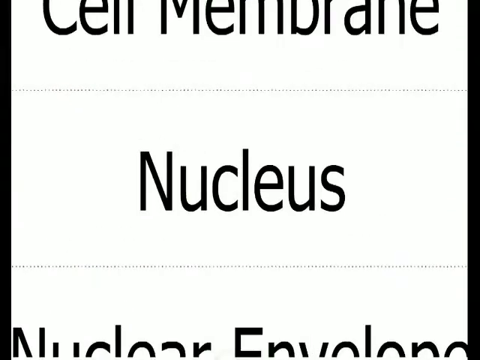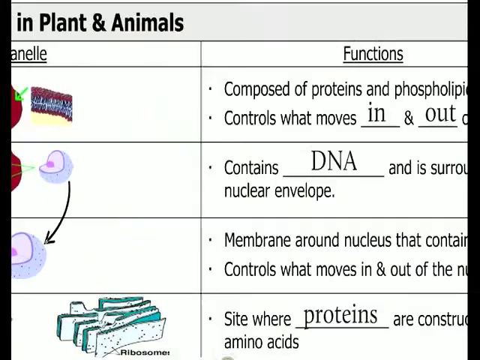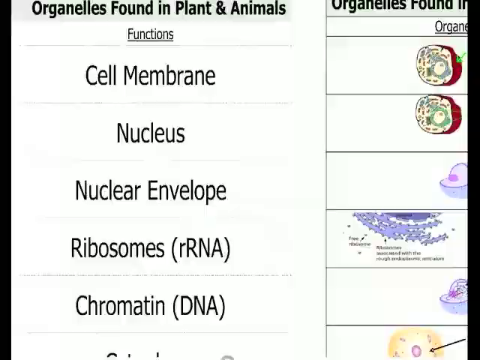The next thing is the nucleus, and the nucleus is one you should be familiar with. It's in the middle of the cell. It contains your DNA, and it's surrounded by a nuclear envelope. That nuclear envelope is important because without it there wouldn't be a nucleus. The difference between a prokaryotic cell and a eukaryotic cell is that nuclear envelope that contains the DNA.